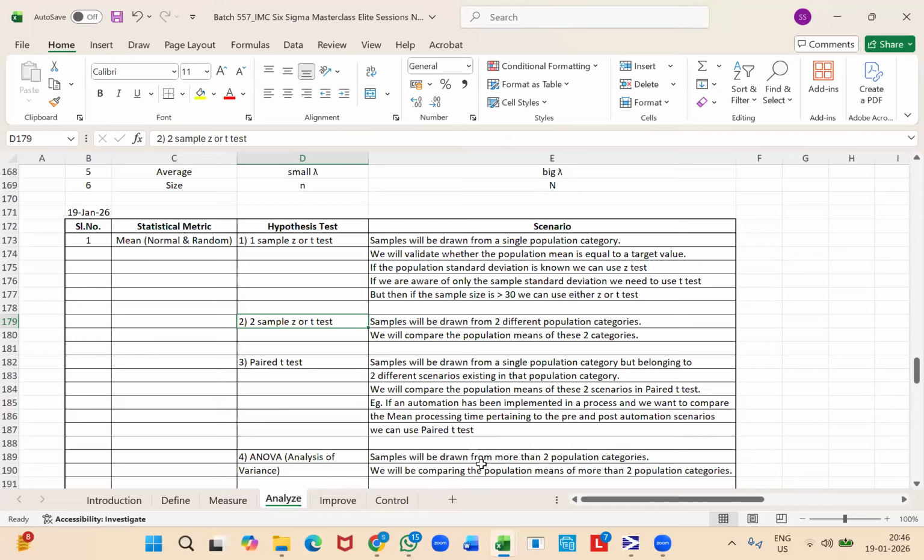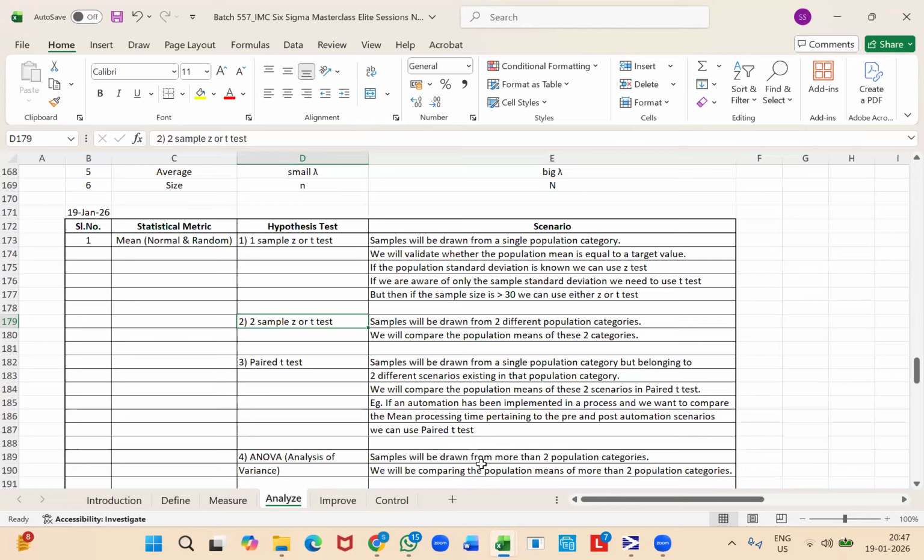So we can find out whether the population mean weight pertaining to production center A is greater than production center B, or less than production center B, or not equal to production center B. Whatever it is, we can test it out and find out, right? So if you want to compare the population means of two different population categories, then we will perform this two sample mean test.